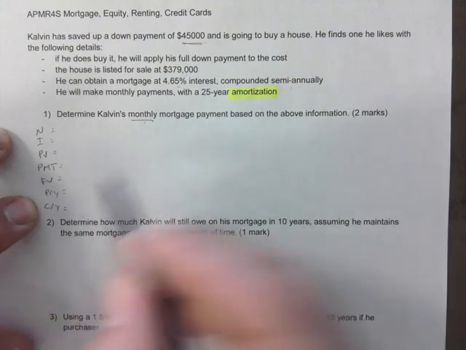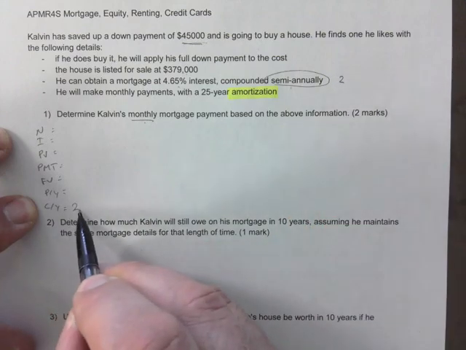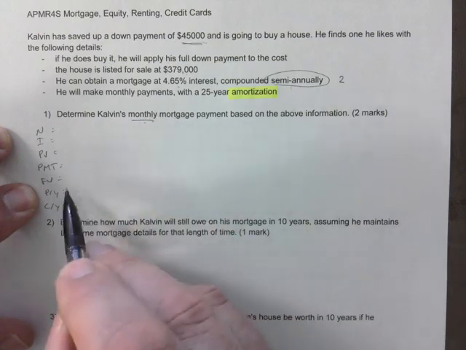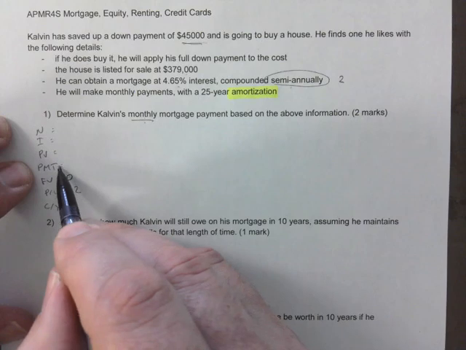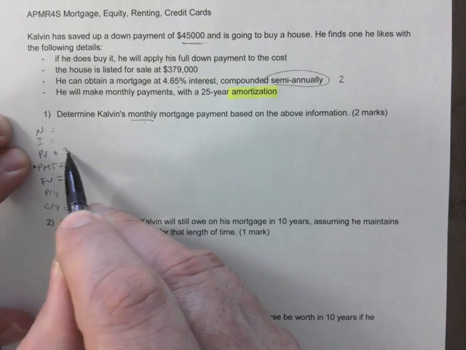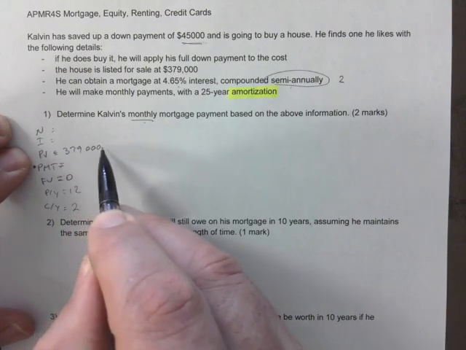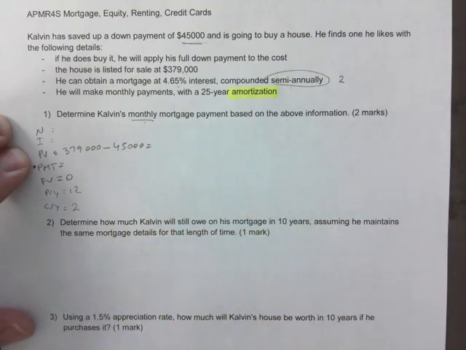Compounded semi-annually, right? So this right here means 2 times a year, so compounding is 2. Payments, we are making monthly payments. Future value, when it's a loan, we want it to be 0. We're going to find out the payment. This, you got to watch out. It's $379,000. Take away the down payment. You're not borrowing the entire amount.